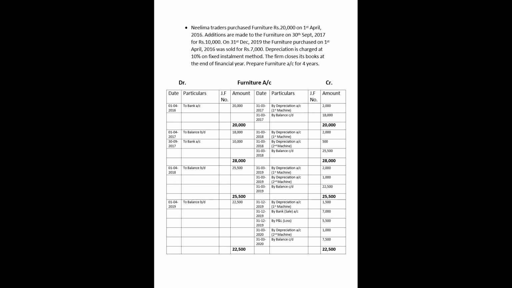in the next year. We have purchased second machinery in 2017 on 30th September. So to bank account 10,000 should be mentioned on debit side. Calculate the depreciation for the first machine, and for second machine it should be for 6 months, and then balance both debit and credit, mention balance carried on amount, and then balance brought down in the next year. And then calculate the depreciation for first machine and second machine, and balance both debit and credit, mention the balance carried on amount, and mention balance carried on amount as balance brought down in the next year.